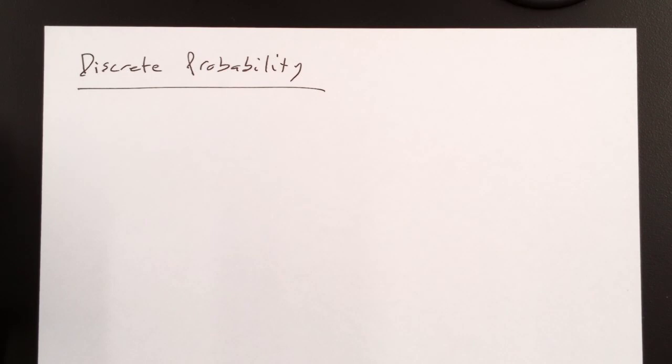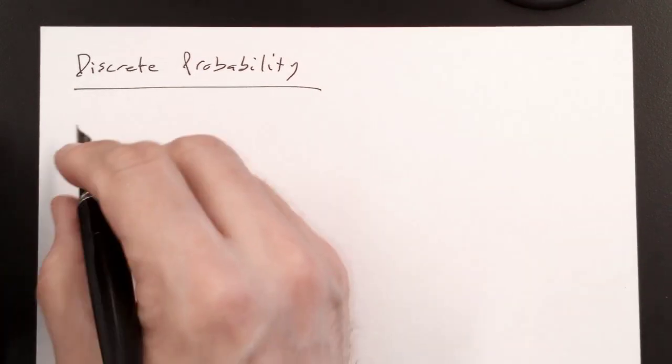We did a bunch of stuff about counting. And I said one of the questions is, how likely is something? So if I have a collection of things that could happen, how likely is any one particular thing to happen? I need to start with some terminology.